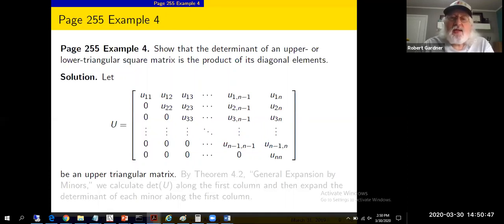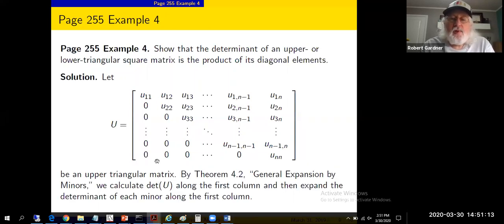Okay, so we're looking at taking a determinant of this kind of matrix, and the claim is the determinant is the product of the diagonal elements. This U11 times U22 times U33, blah, blah, blah. Well, how would you like to expand it? Well, along the first column, of course, because all but one of the entries is zero. For all I know, U11 could be zero as well, but definitely the other entries are zero. So let's expand along the first column.